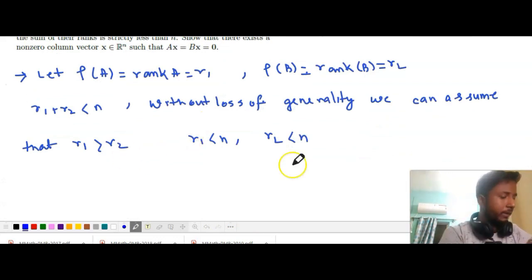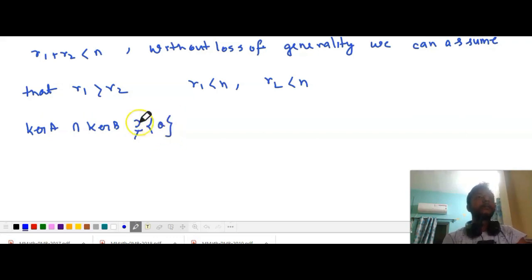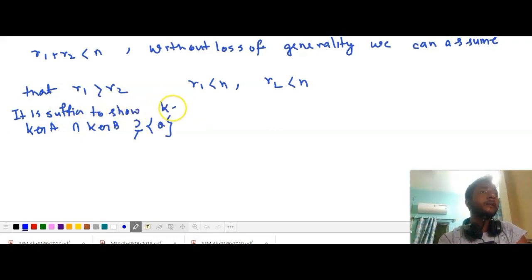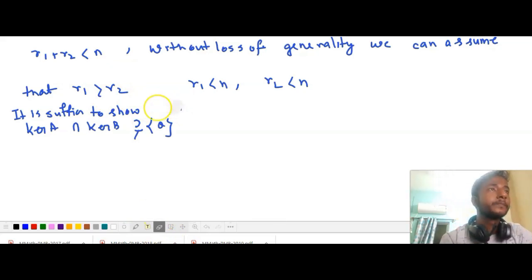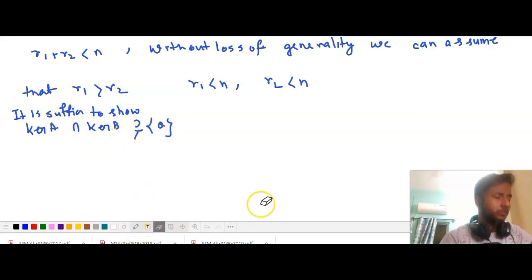So if we can show that kernel of A intersection kernel of B is a superset of theta, I am saying that it suffices to show this. It will suffice to show kernel of A intersection kernel of B is a superset of theta, right? Now just observe that.